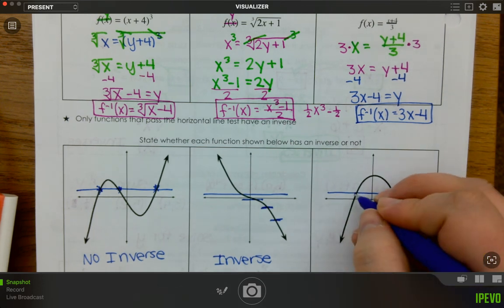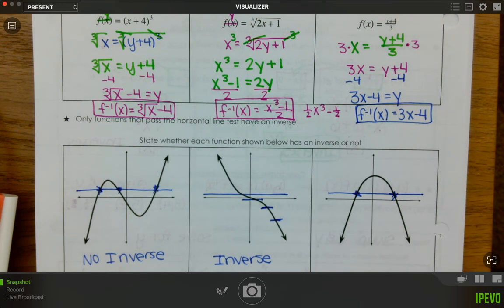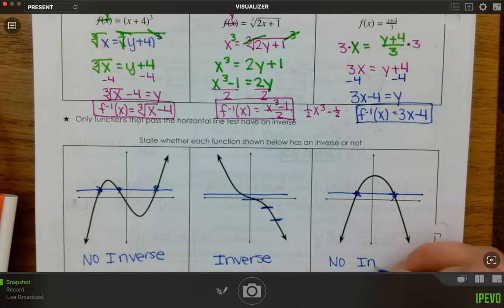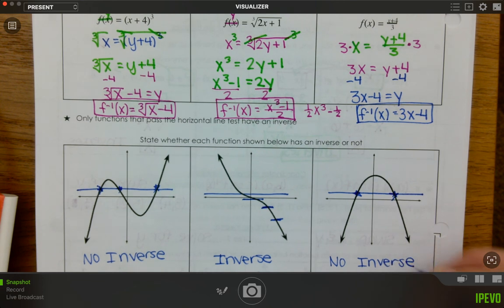And then this one crosses twice. So you'll notice that none of these were x squareds. That's because they don't have an inverse. And there it is.